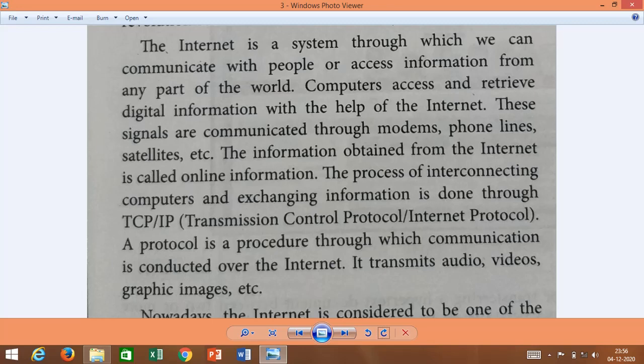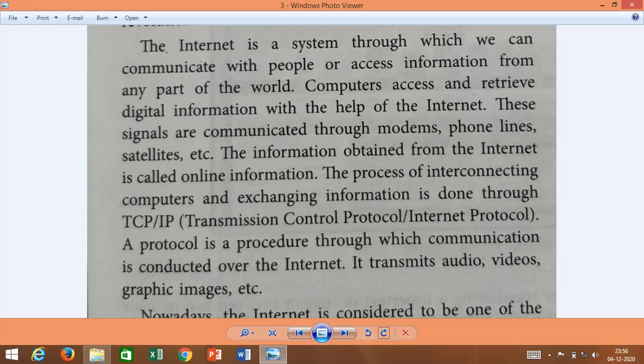If there is no internet, neither the social media platform software will work nor the email application will work. Computers access and retrieve digital information with the help of the internet. Now these signals are communicated through some hardware. What is this hardware? These are modems, phone lines, satellites, etc. The information obtained from the internet is called online information, and the process of interconnecting computers and exchanging information is done through Transmission Control Protocol or Internet Protocol.